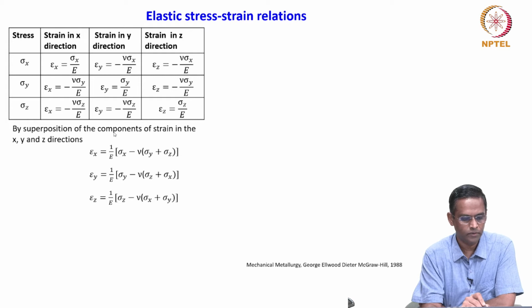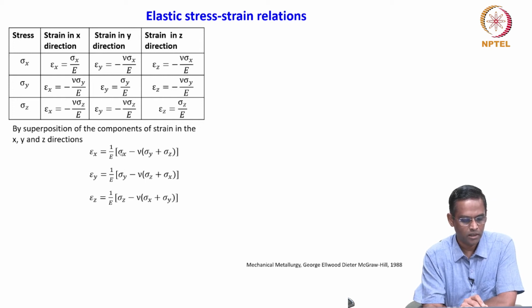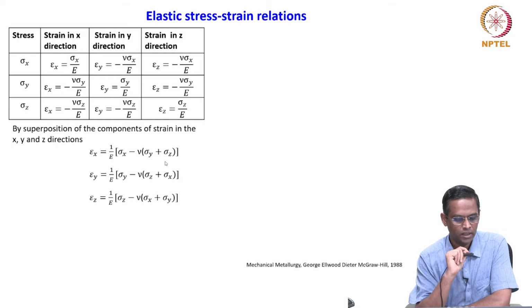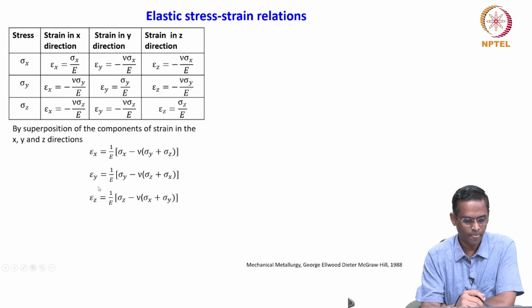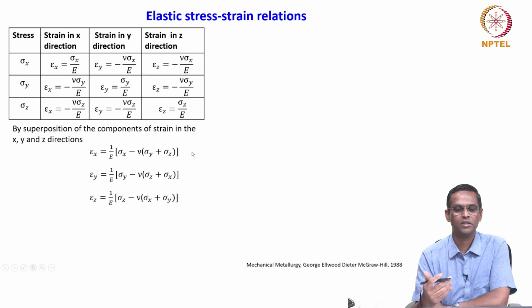So, whatever I have just put in the table, you can just write it like this: epsilon x is equal to 1 by E times sigma x minus mu times sigma y plus sigma z, right. So, that is what it is. These kinds of relations can be written for 3 axes. So, this is called the generalized Hooke's law. That means the stress strain relation in 3 dimensions.